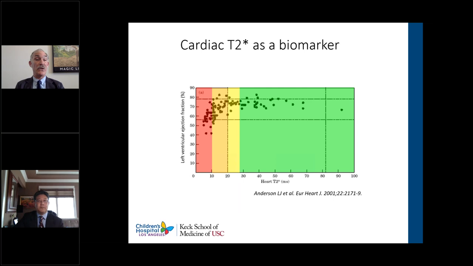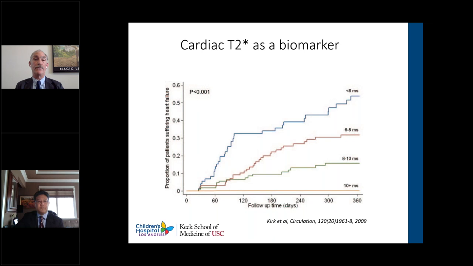Now, the astute observer will say, yes, but there are many patients who have evidence of heart iron but have normal function. What happens to them? And there was a follow-up registry study that addressed that question, and this graph represents the proportion of patients who developed congestive heart failure as a function of time over a one-year period.